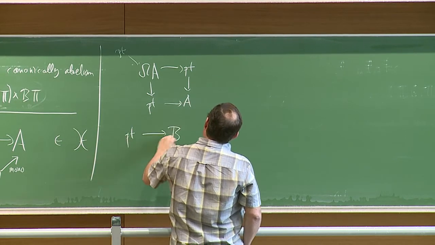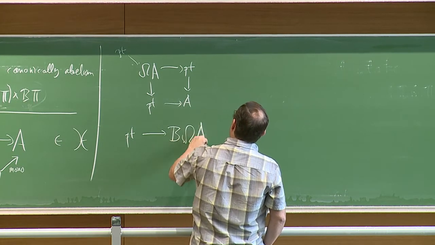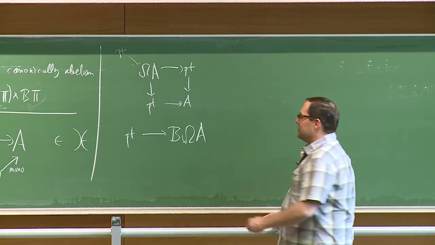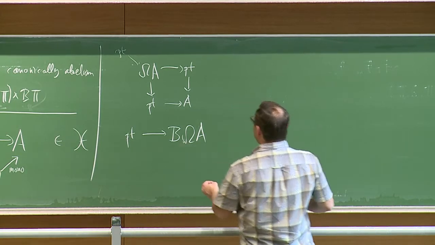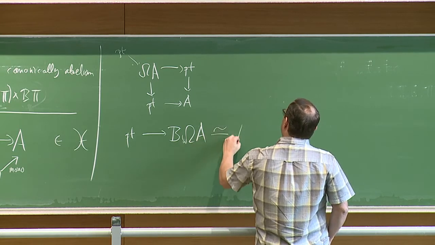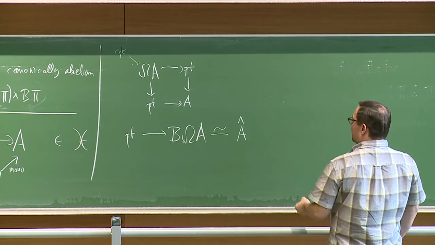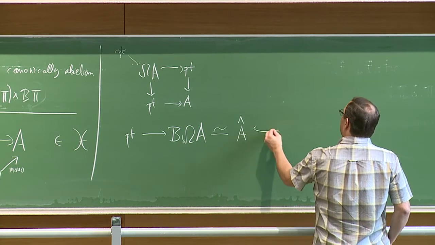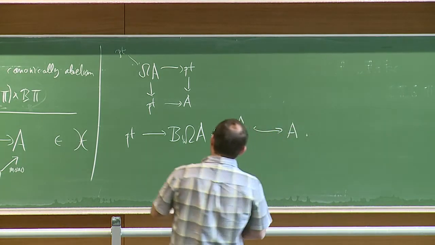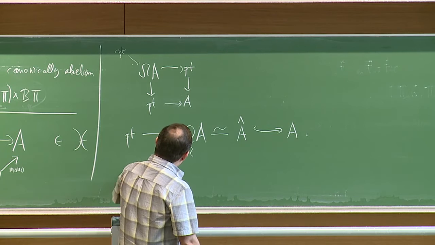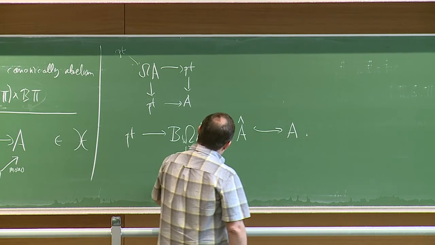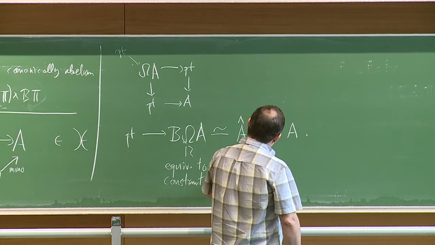And if I take B of omega A, in my topos, in spaces, it would just be the connected component of the identity. But in derived geometry, this looks something more like the formal completion of the abelian group object along its identity section. So what I'm really asking is that this thing be equivalent to the constant sheaf BT.